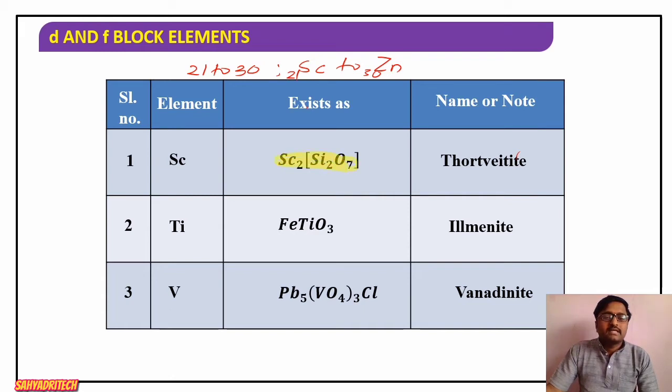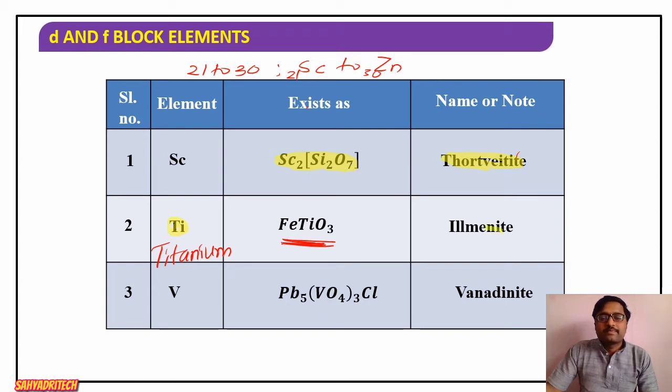It exists in nature as what ore? It is named thortveitite. Then the second element of the first transition series is titanium. Titanium exists as FeTiO3 in nature, an oxide, and it is named ilmenite.